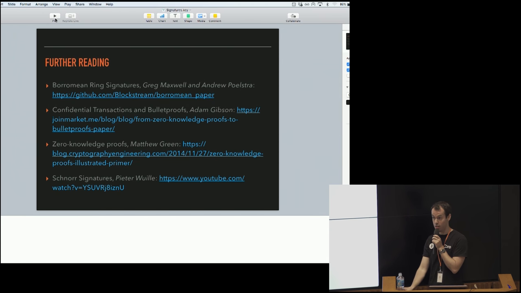The patent expired in 2008. Bitcoin, the first version came out in 2009, and Satoshi used a library that didn't have Schnorr. ECDSA was better understood at that time, so it made sense to use ECDSA.